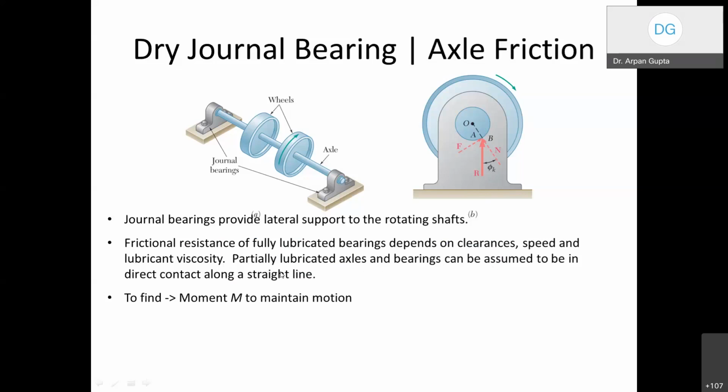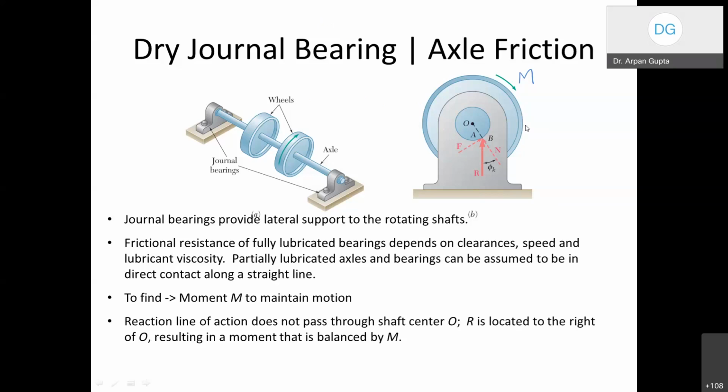Now, what we want to do is find the moment M required to maintain the motion. You can visualize that we need to apply a moment M to rotate this bearing even at a constant speed. We need to provide some small moment, maybe small, but we need to provide a moment to make this rotate at a constant angular velocity, and that's what we want to calculate.